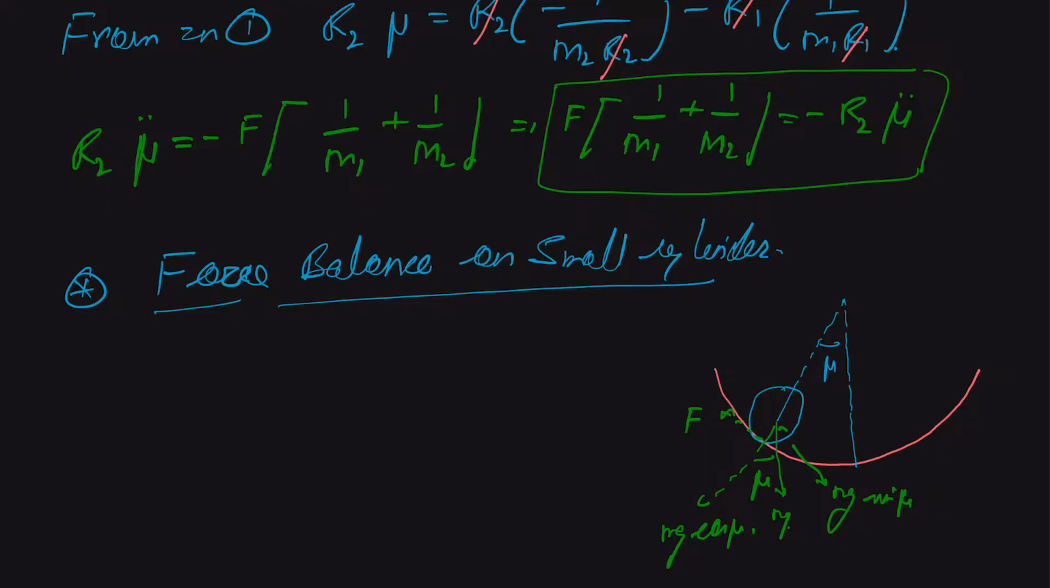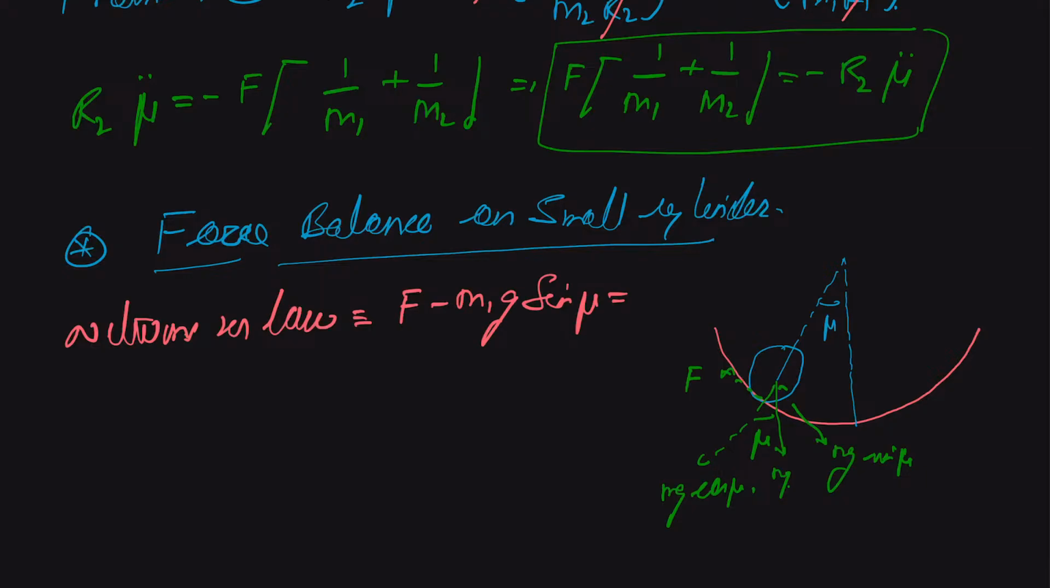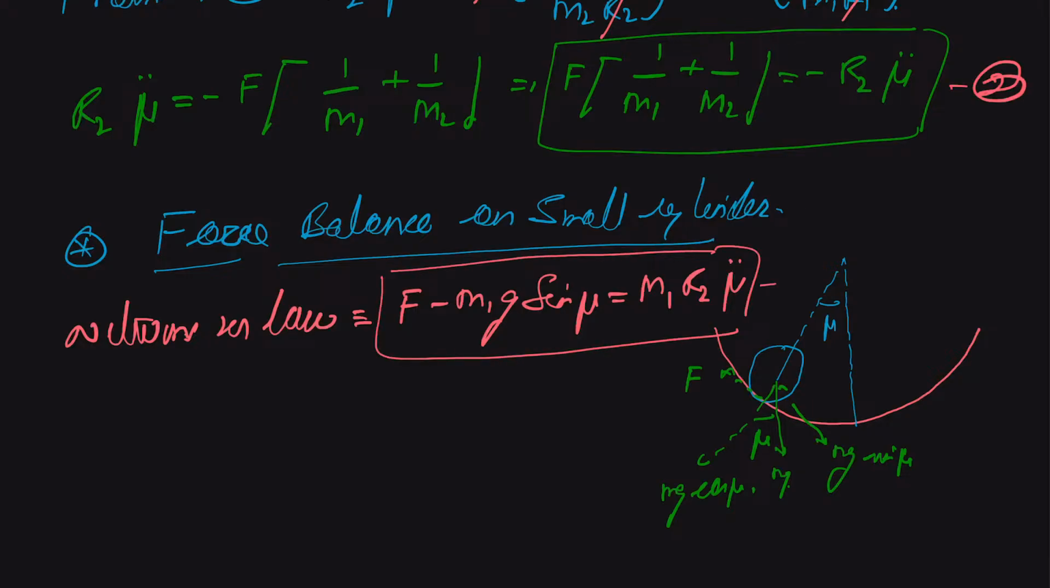So we can write the equation for the motion, and we can say from Newton's second law, which gives us F minus m1g sine of mu is equal to this tangential acceleration, and we can write this as m1 r2 mu double derivative. And okay, more or less things are done now. We are going to simply solve it now. Let us call this equation number 2 and this is equation number 3.